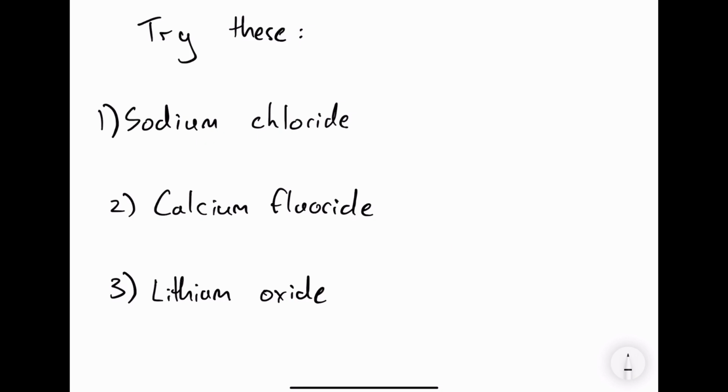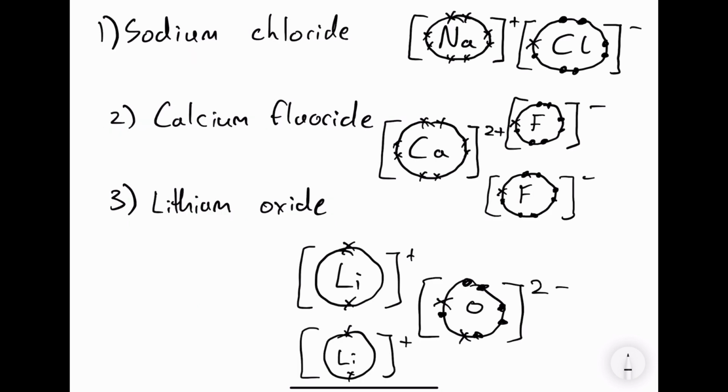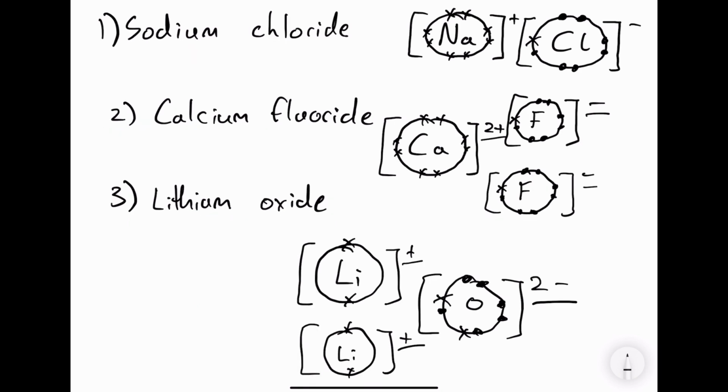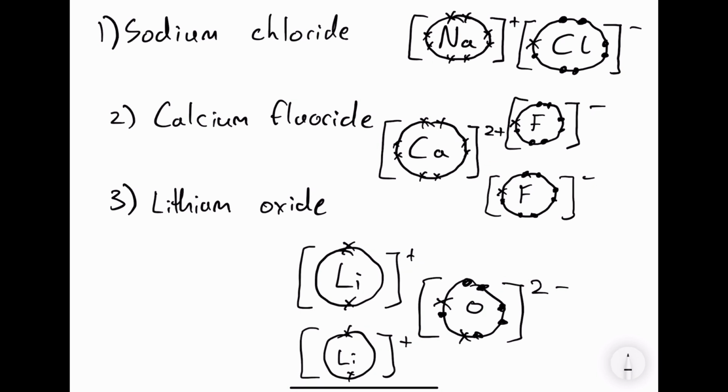Okay, now I want you to pause the video here and try to draw the dot and cross diagrams for the ionic compounds sodium chloride, calcium fluoride, and lithium oxide. So this is what you should have. One important thing to note here is that I've only shown the outer electron shells for each of these ions. I have not drawn any of the inner shells.